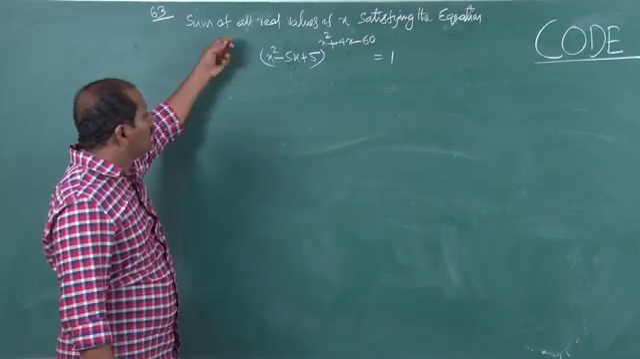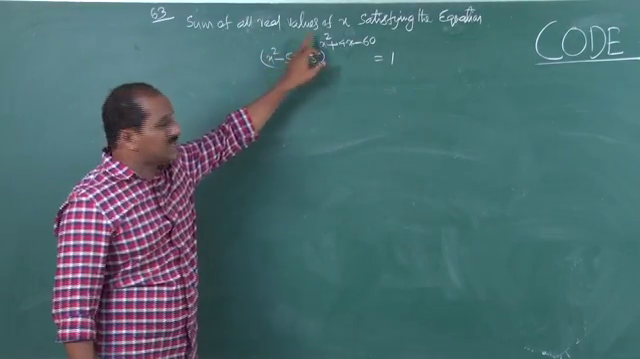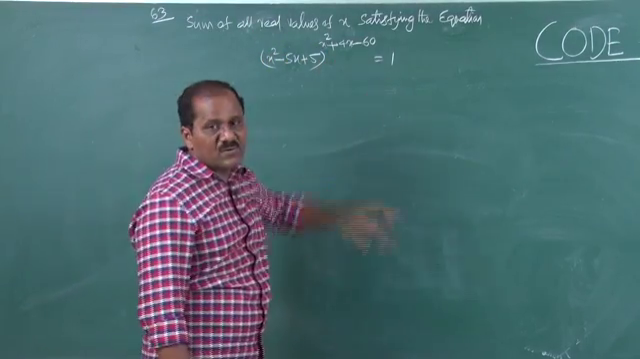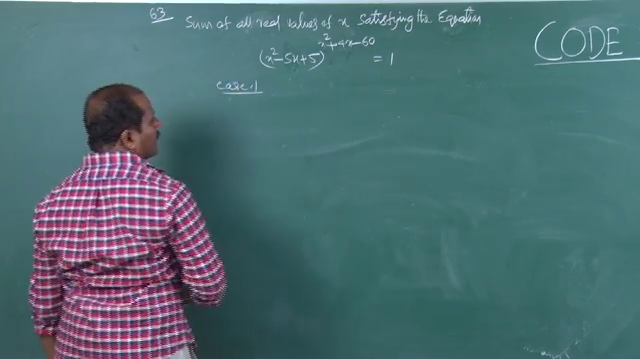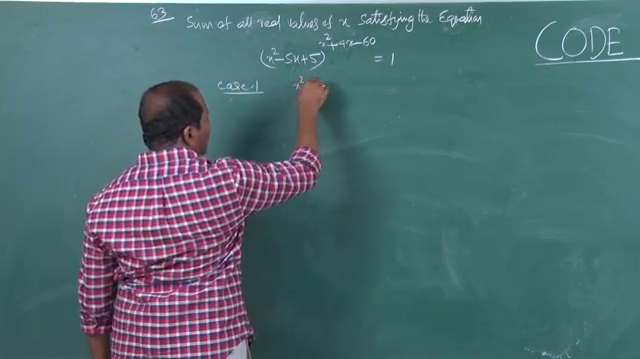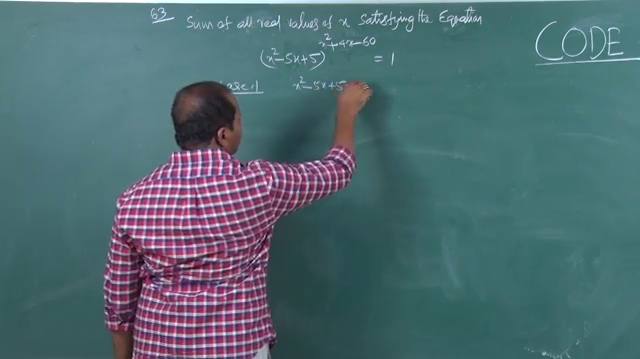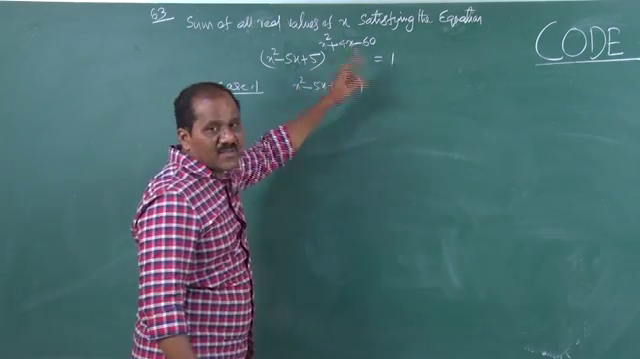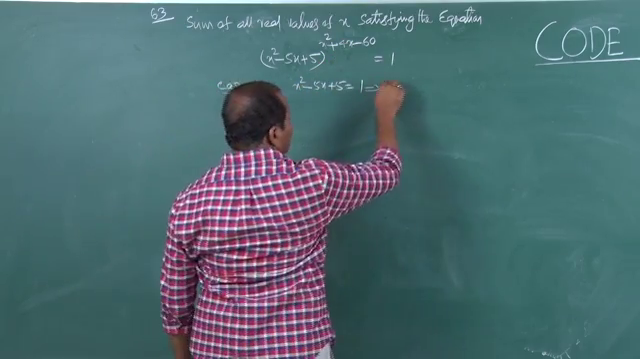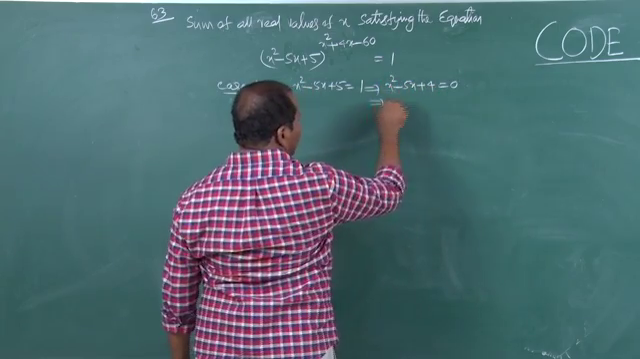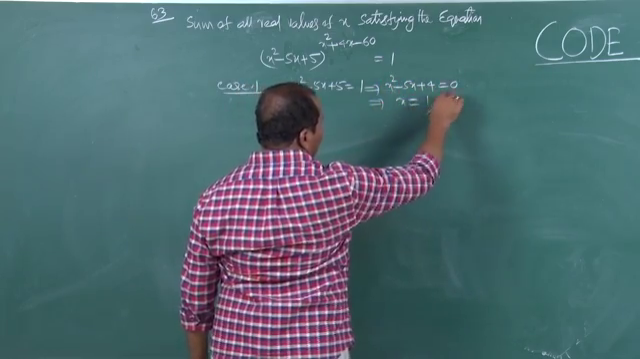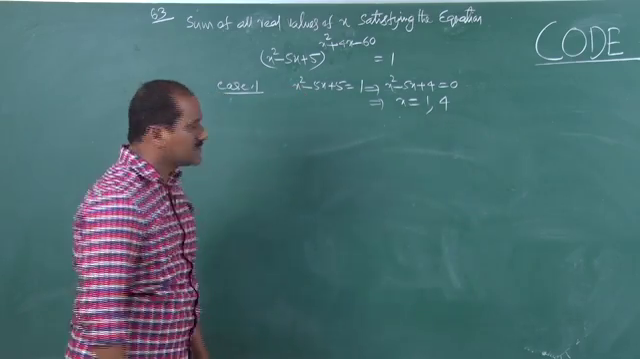Next problem: sum of all real values of x satisfying the equation, this is equal to 1. Here, case 1, base is equal to 1, because 1 power finite is equal to 1, which implies x² - 5x + 4 = 0, x is equal to 1 or 4, these are two values.